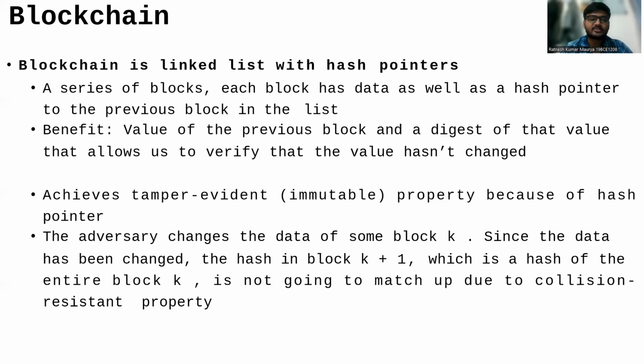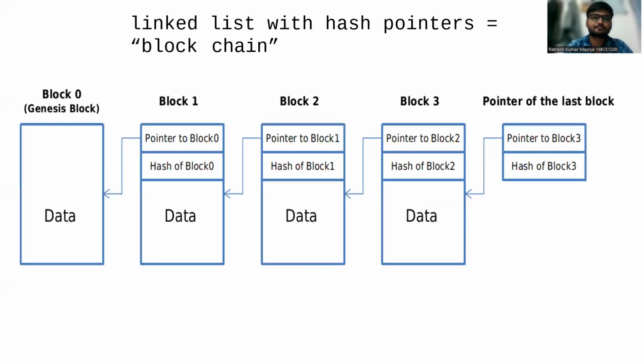For example, let's say you have an adversary that wants to harm you. They can change some data of any block. Since the data has been changed, the hash pointer in block k plus 1, which is the hash of the entire block k, is not going to match due to the property of collision resistance.